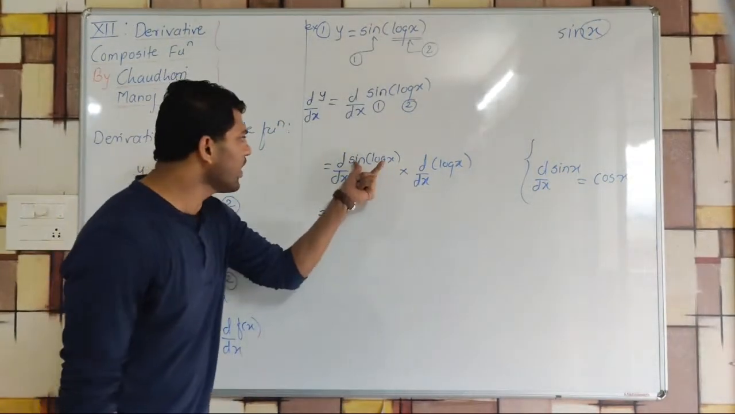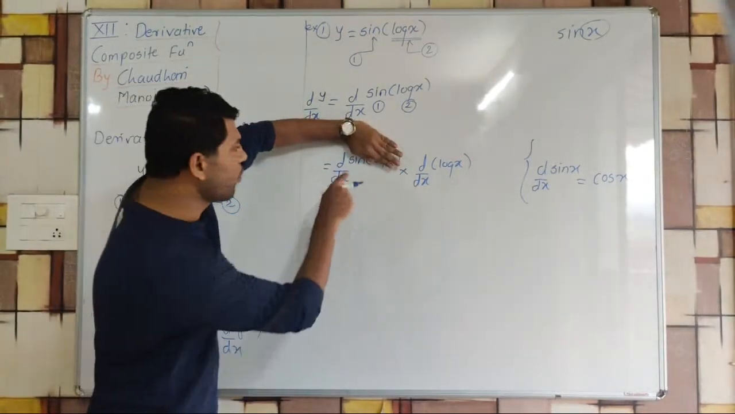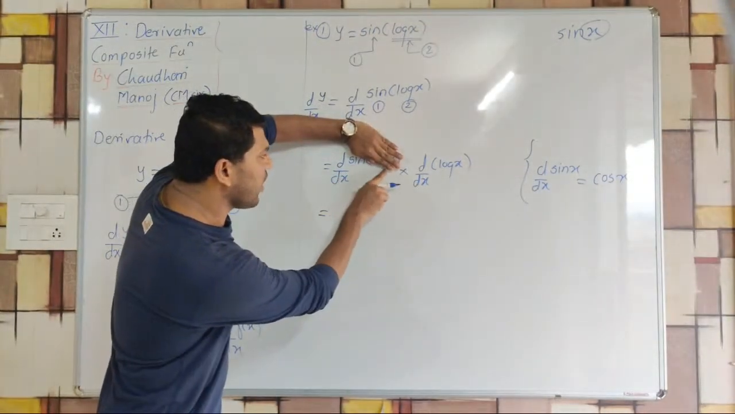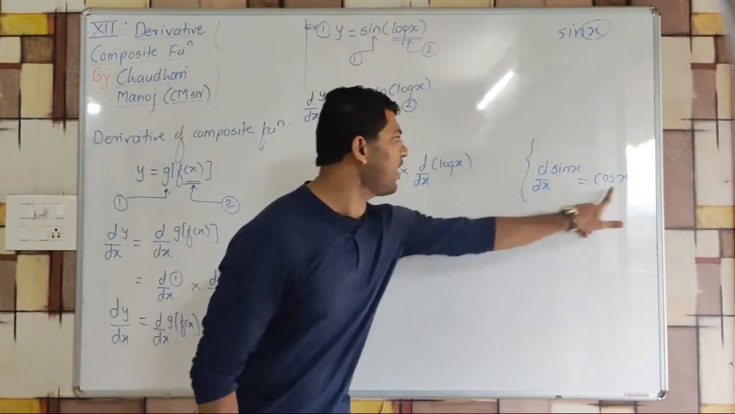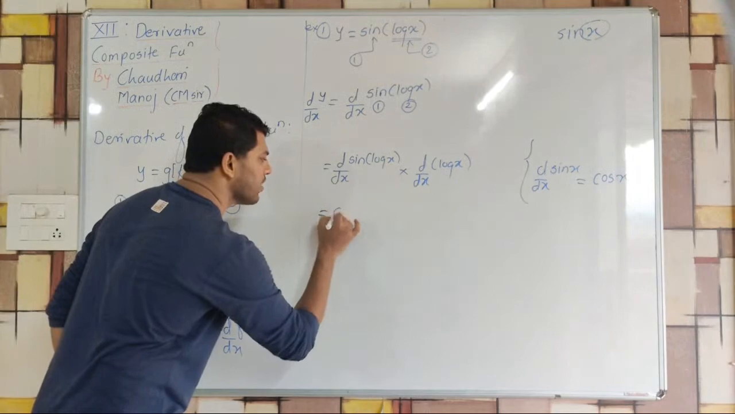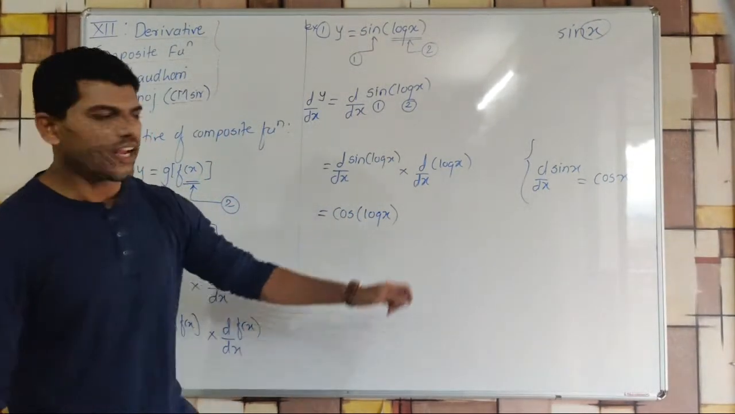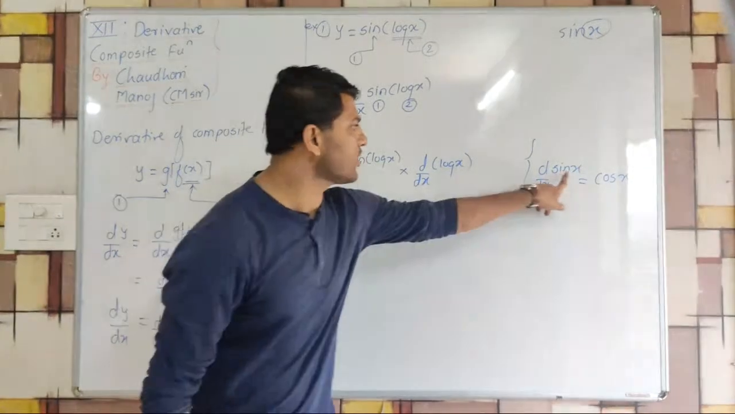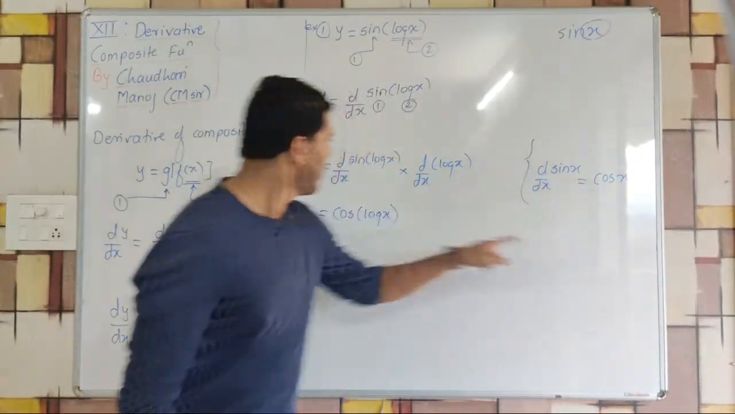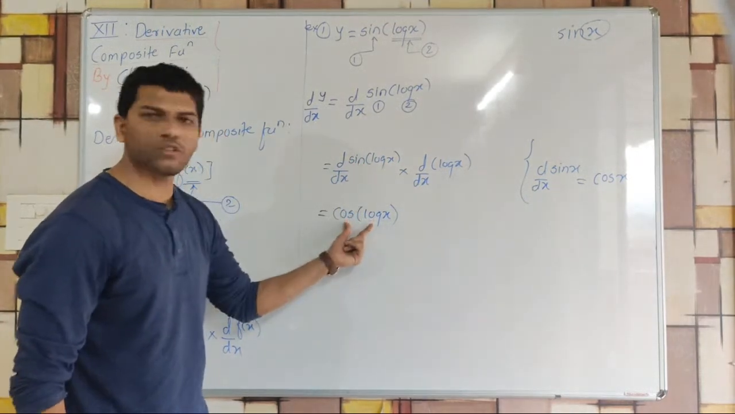Then what is the derivative of sin of log x? Assume this log x as the x. So what is the derivative of sin x? The derivative of sin x is cos x. Then the derivative of sin of log x is cos of log x. See, try to understand.